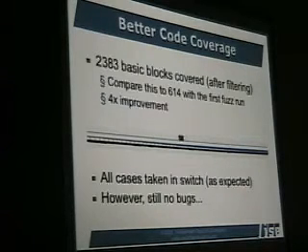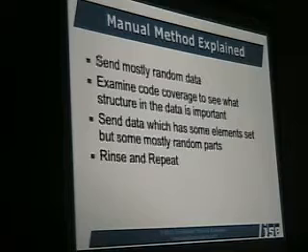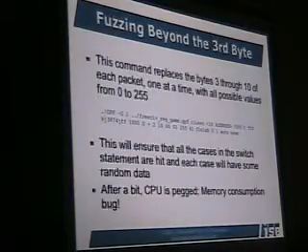So this is just reiterating what you do: you send random data, you look at code coverage, you figure out a little more structure, and then you send some more random data with that structure, and you keep going. Okay, so I said, I know about the third byte, so now I want to fuzz the rest of the packet. I do that here.